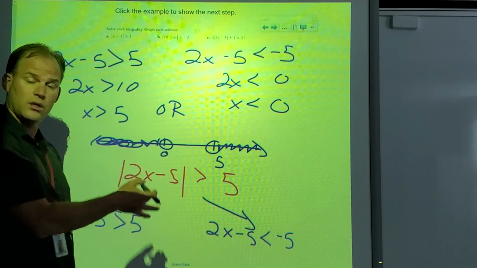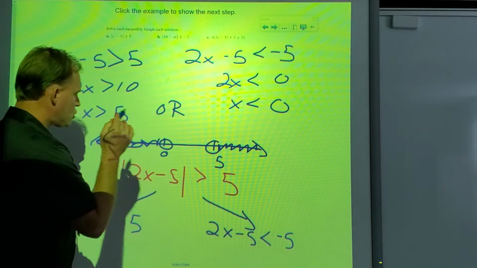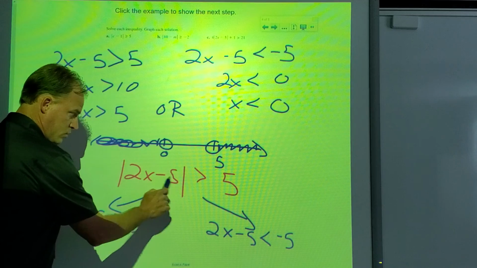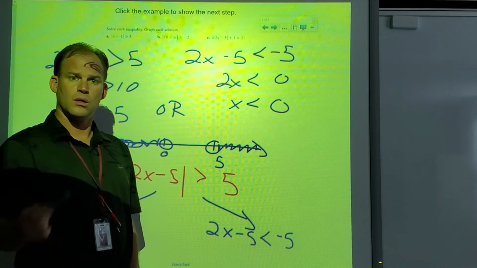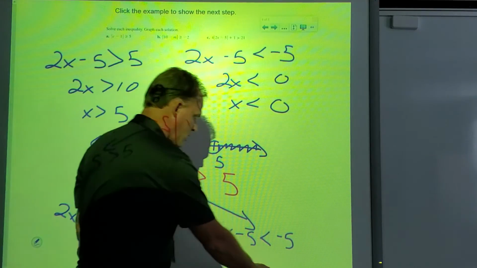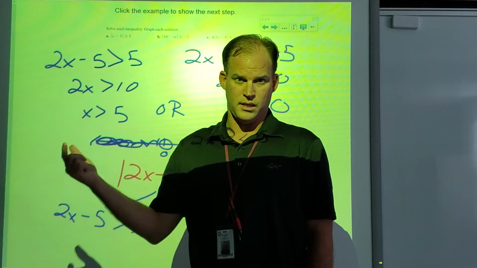Some of these problems do get a little longer, some of them are quick and easy. Don't get rid of the absolute value until you split it into two equations. Once you split it up, then you can get rid of the absolute value sign. And then you just have to use common sense when it comes to greater than or less than the negatives.